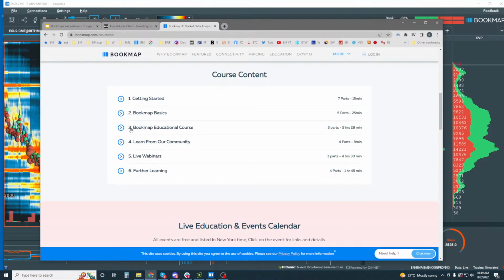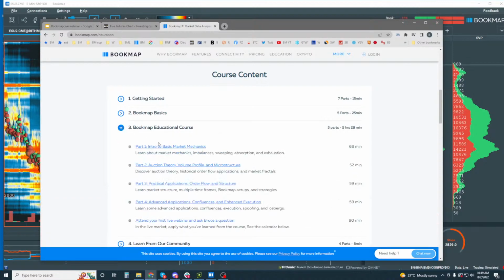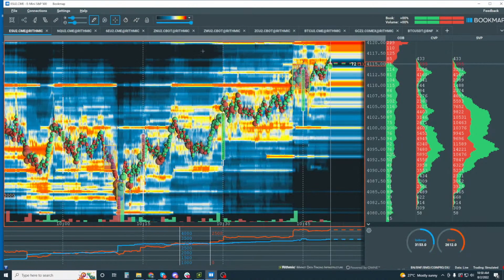Getting started, Bookmap Basics. I would highly recommend that you watch at least parts 1 and 2 of the educational course. Parts 3 and 4 are based off of it, it's all sequential. Part 1 is the basic market mechanics. You have to understand this, and it is the basis for everything. It's how price moves. And it's all based on the orders in the market, and therefore the order flow. Okay, it's the participants in the market.